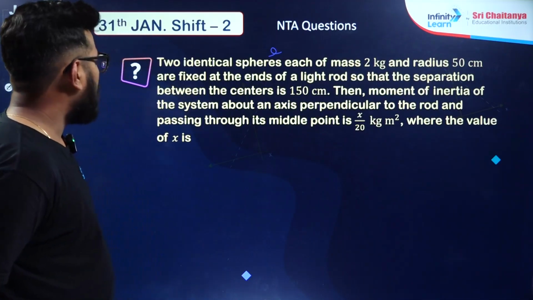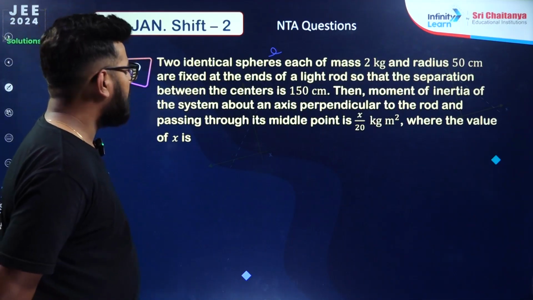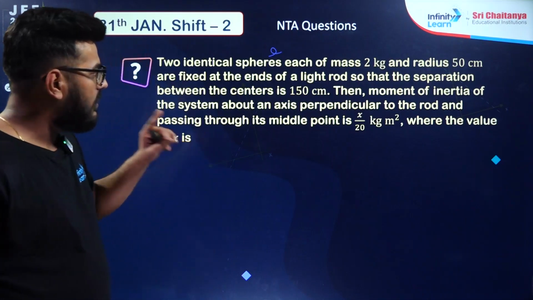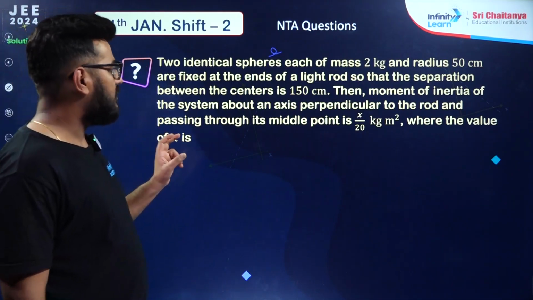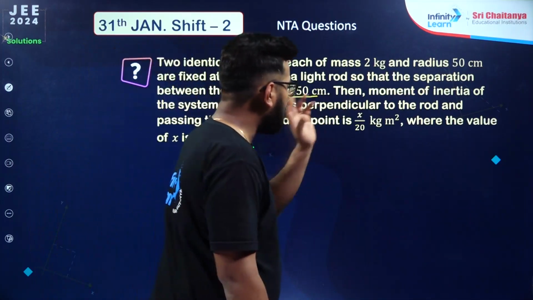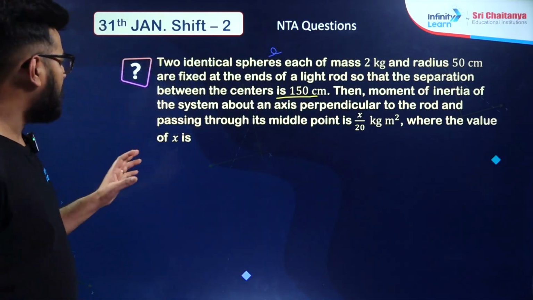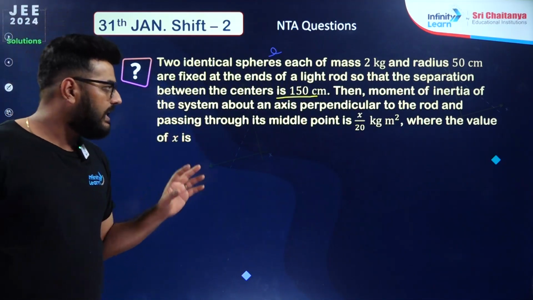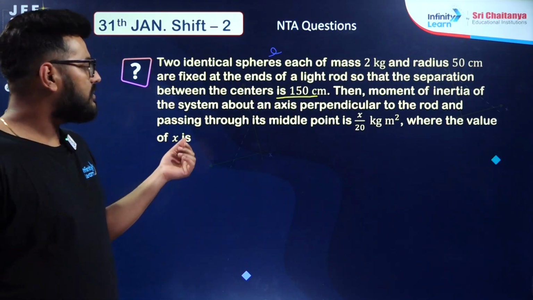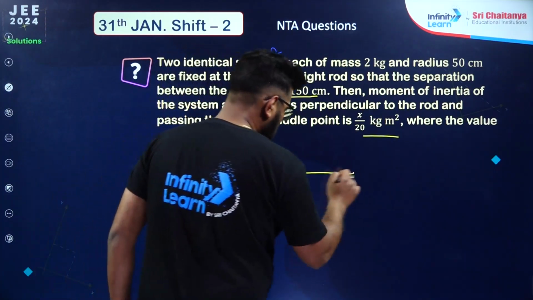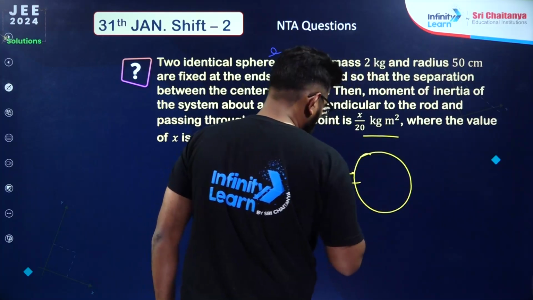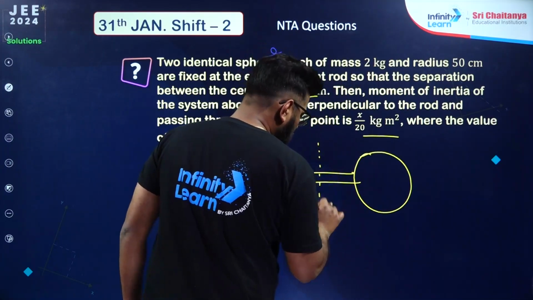Moving ahead for the next one: two identical spheres, each of mass 2 kg and radius 50 centimeter, are fixed at the ends of a light rod so that the separation between the centers is 150 centimeter. Then the moment of inertia of the system about an axis perpendicular to the rod and passing through its middle point is. So basically the case is over here like this, okay? You need to find out the moment of inertia about this point.